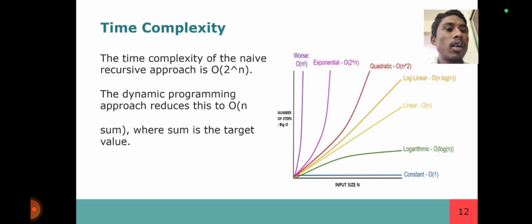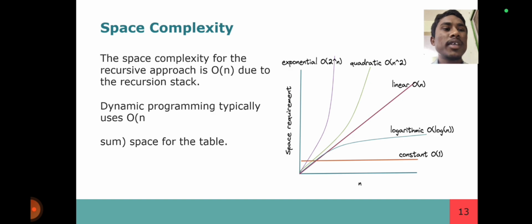Here we have the worst case: n factorial, exponential 2 power n, and logarithmic, linear, log linear, quadratic, so we have many of those examples. Space complexity. Space complexity for the recursion approach is big O of n due to the recursion stack. Dynamic programming typically uses big O of n times sum space for the table.